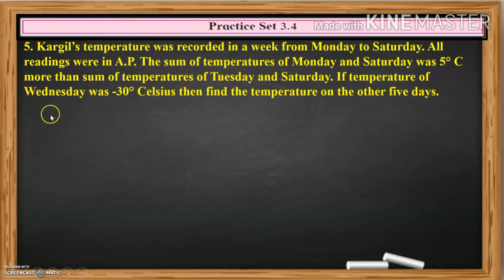Now students, remember this, whenever a word problem is given, you have to read it 2 times to understand what the question is expecting you to do. So what is there in this question? The temperature of Kargil was recorded for 6 days, Monday to Saturday, and the temperature of Wednesday is given as minus 30, and the relation between the temperatures of Monday, Saturday and Tuesday is given. So let us use this information to calculate the temperature of the remaining 5 days.